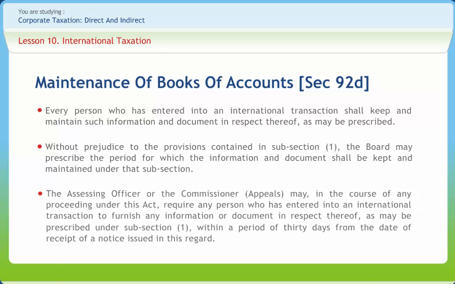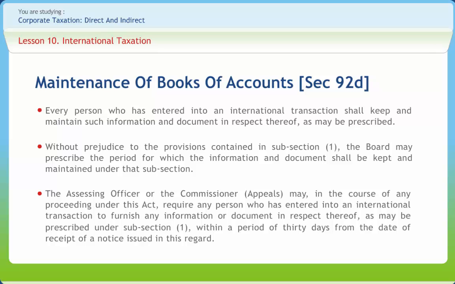The assessing officer or the commissioner appeals may, in the course of any proceedings under this Act, require any person who has entered into an international transaction to furnish any information or document in respect thereof, as may be prescribed under subsection 1, within a period of 30 days from the date of receipt of a notice issued in this regard, provided that the assessing officer or commissioner appeals may, on an application made by such person, extend the period of 30 days by a further period not exceeding 30 days.